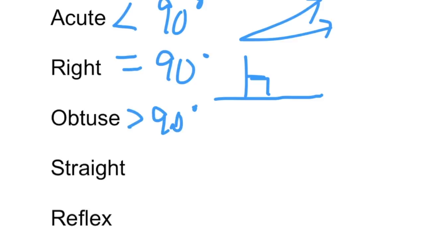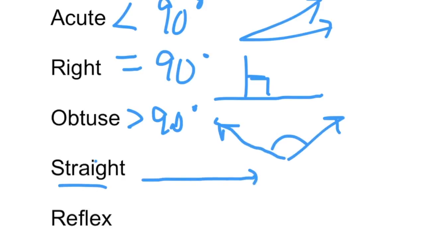Obtuse angles are always greater than 90 degrees and less than 180 degrees. Straight angles are obviously straight and they have a measure of 180 degrees. Reflex angles are going to be more than 180 degrees.